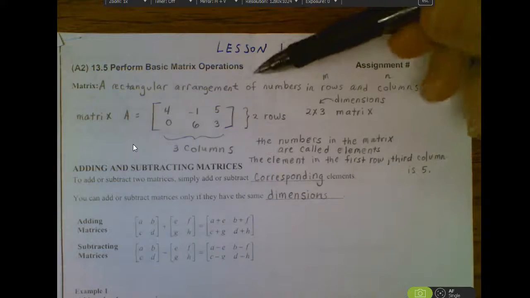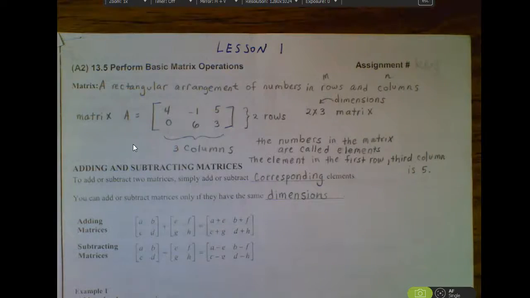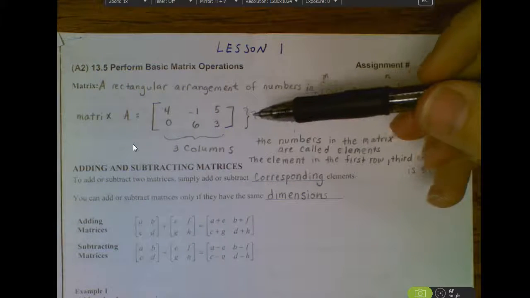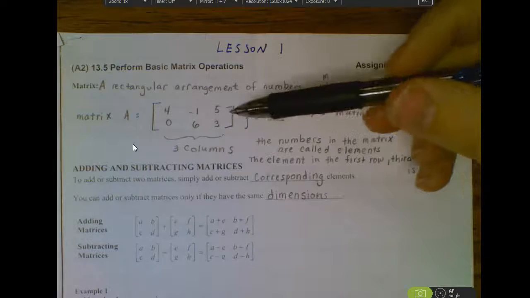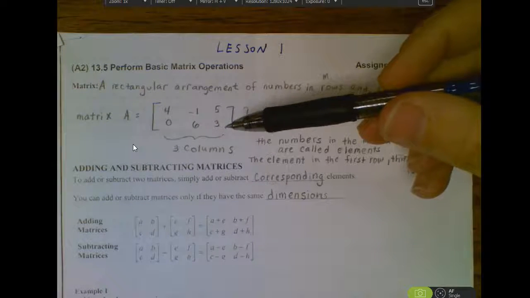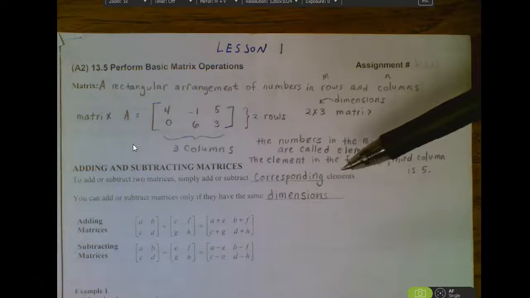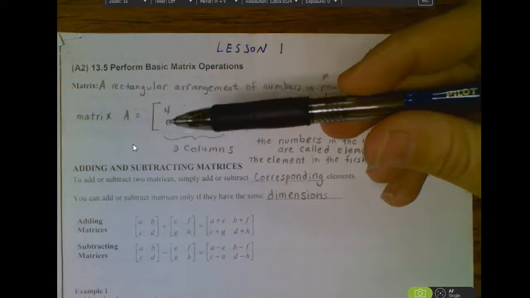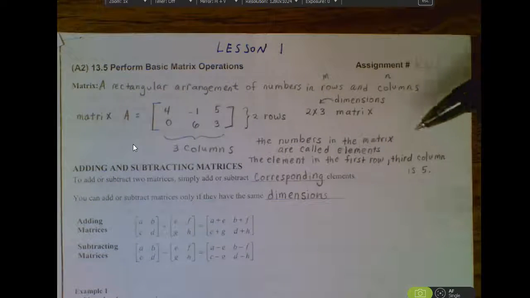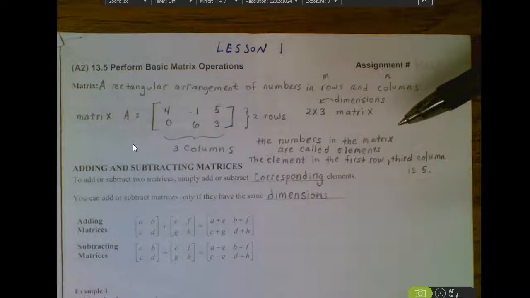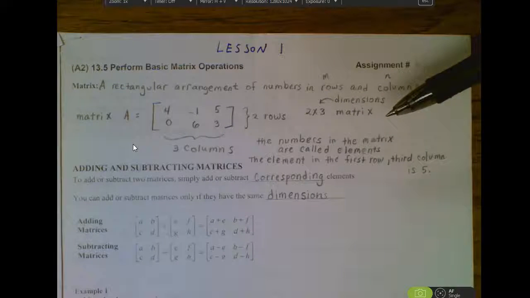So it's just a rectangular array of numbers, and we have rows and columns. The rows are the ones that go from left to right. So you can see this one had 2 rows in it. This would be the first row and this would be the second row. And then the columns are the ones that go up and down. So this would be column 1, this would be column 2, and column 3. Whenever we identify the dimensions of a matrix, we always do rows by columns. And so we would call this a 2 by 3 matrix.